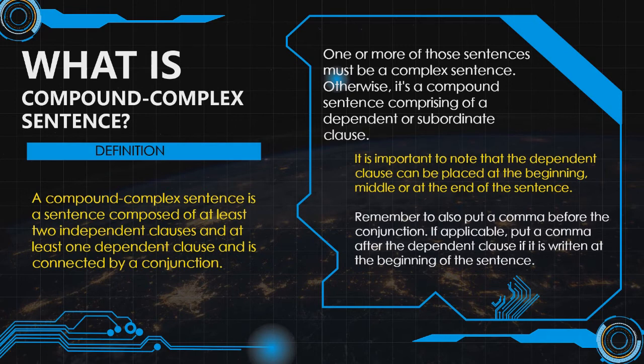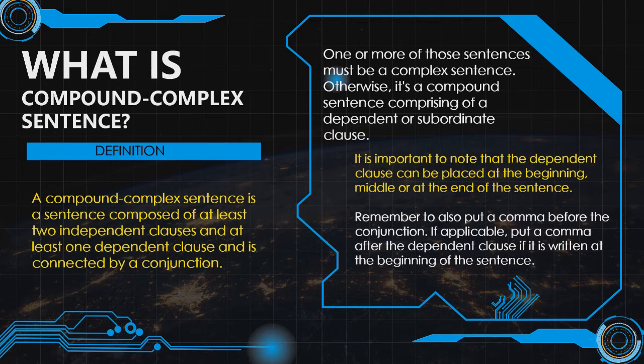It is important to note that the dependent clause can be placed at the beginning, middle, or end of the sentence. Remember to also put a comma before the conjunction. If applicable, put a comma after the dependent clause if it is written at the beginning of the sentence. So the compound-complex sentence conveys three ideas expressed in two clauses joined by any of the coordinating conjunctions, namely and, but, or, the marginal coordinator yet, a semicolon, nor, and so, which has the popular acronym FANBOYS.